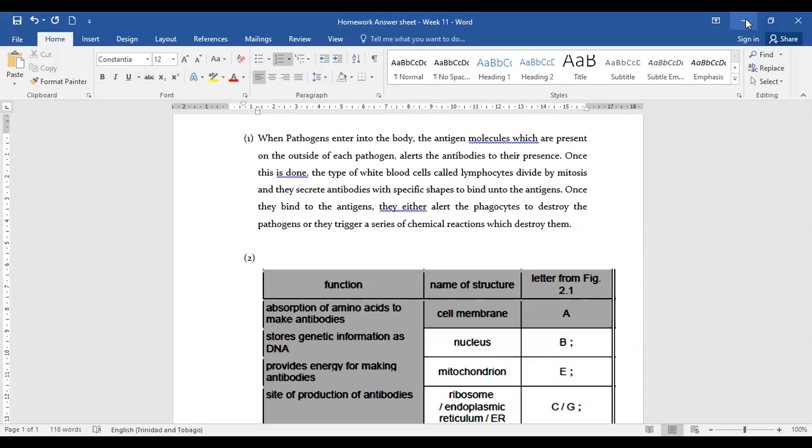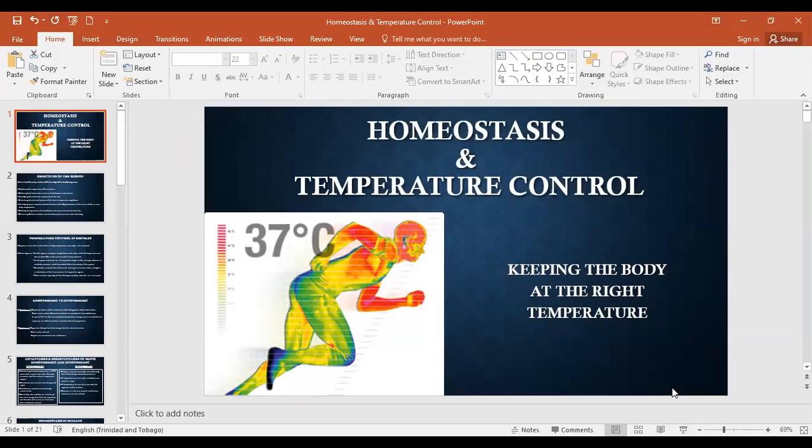So I'm going to share the PowerPoint for today. Well, one of the PowerPoints for today. We have two for today. I divided it into two. So we're talking about homeostasis and temperature control today. We're also going to talk about osmoregulation and excretion.